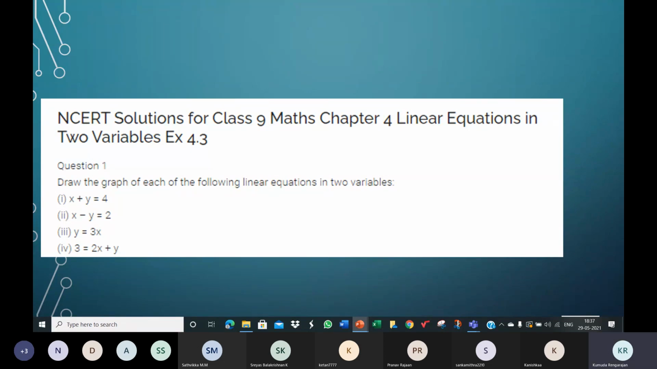When you have x, y and the constant is not 0, there is some value for the constant, the line will intersect the x and y axis. It will not be a line parallel to the x or y axis. It will not pass through the origin also, because it will pass through the origin only when c is 0. When c is not 0, it will not pass through the origin.